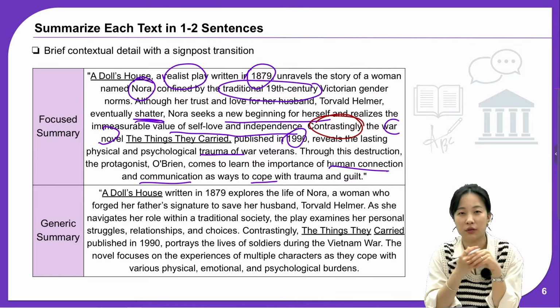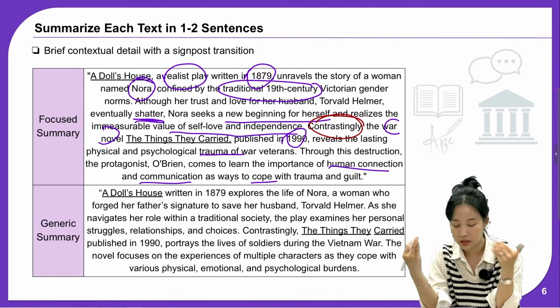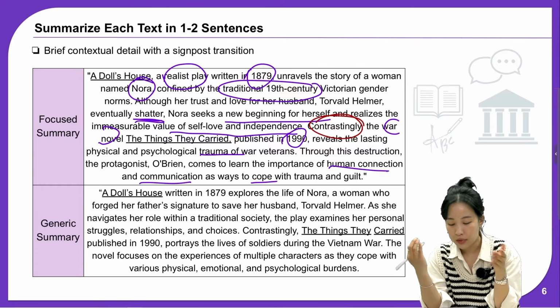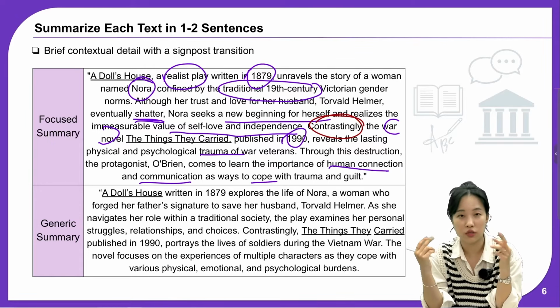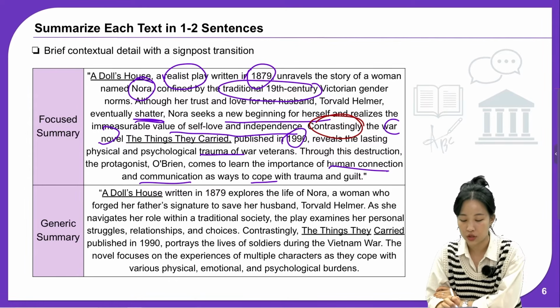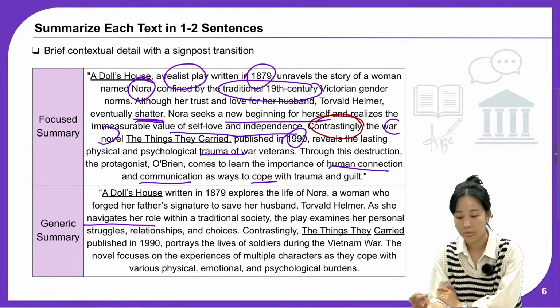Not saying that this summary is wrong, because it's definitely a good summary of the text. It's just not a good summary in relation to the prompt, because I'm not really sure where the destruction happens and what the good thing is, because we only mentioned that she navigates her role in a traditional society. So how does she actually navigate that, right? Does she successfully navigate that, or does she actually fail in doing so?